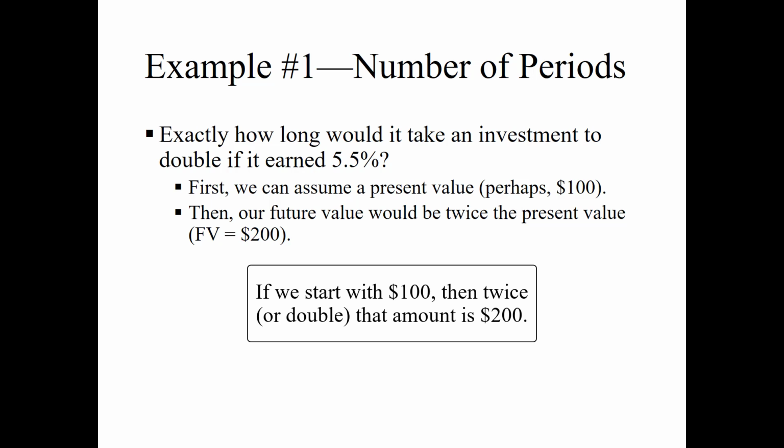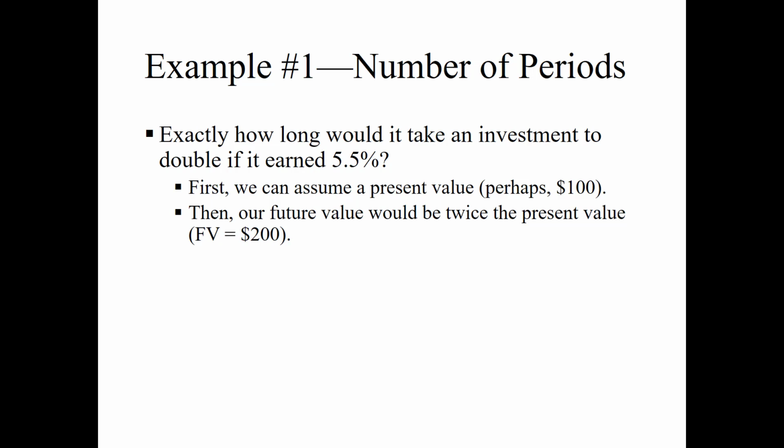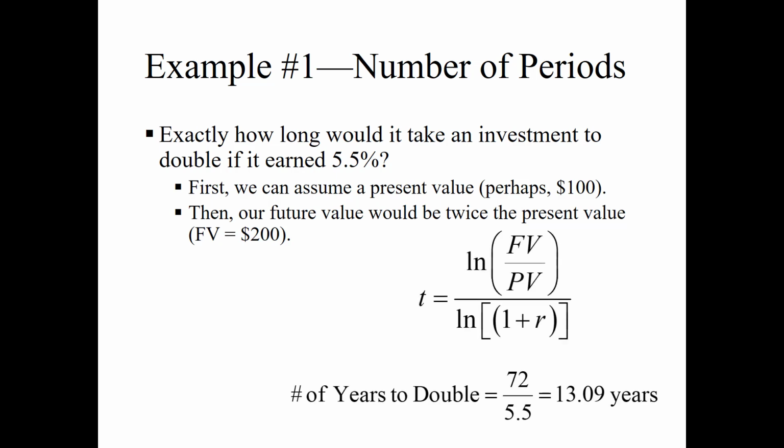And then our future value is just going to be twice that amount. So in this case, if our present value was $100, then our future value would be $200. It isn't important what numbers you use here, just as long as the future value is twice the present value in this example. Here we see our equation for t again, and in this case, our number of years to double, approximately using the rule of 72, was 13.09, and we'll see exactly how long it takes.